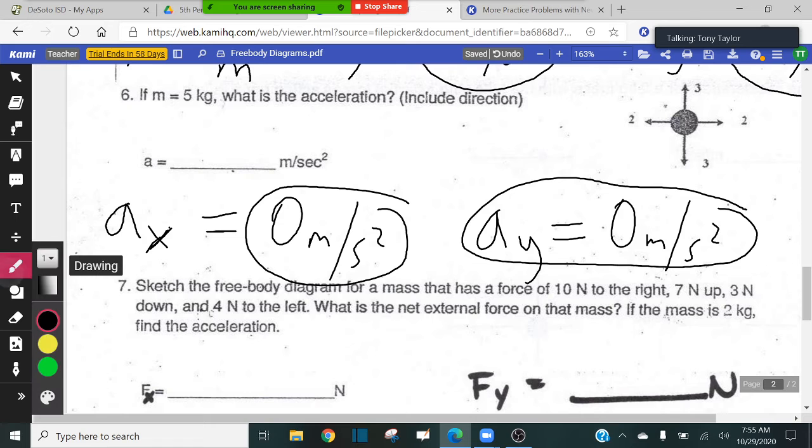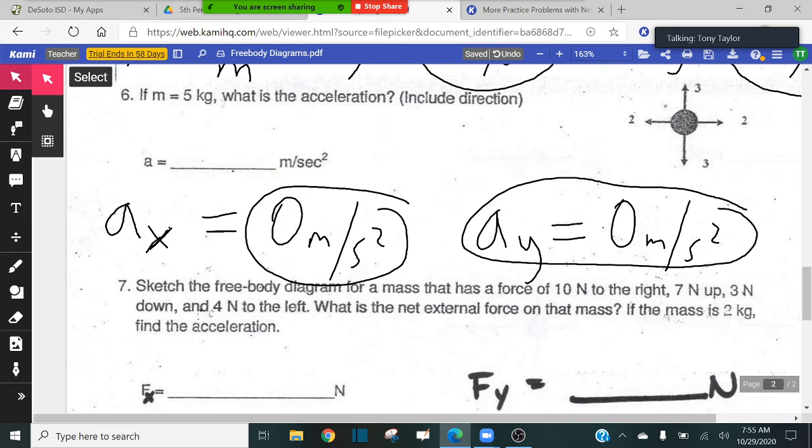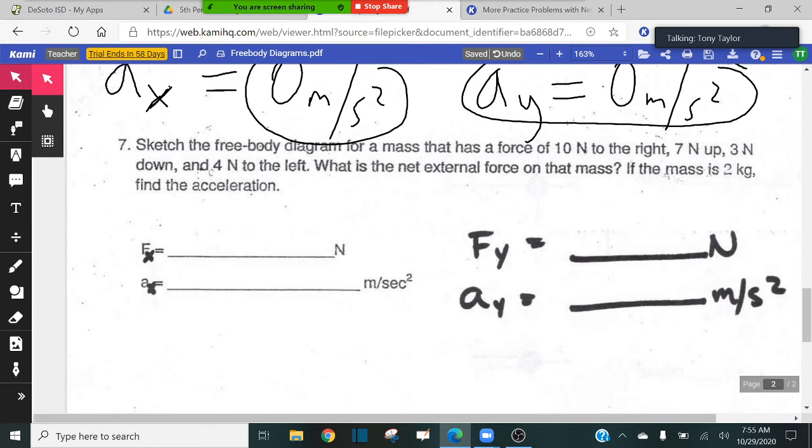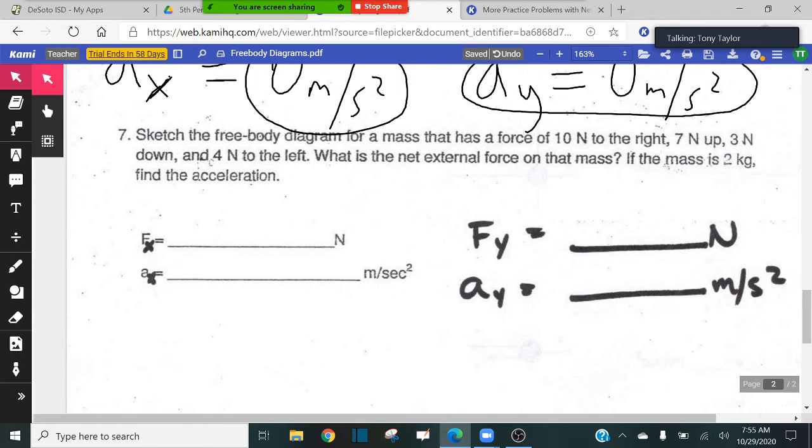Okay, guys, we got 3 more problems we're going to do, and then I'm going to let you guys go so y'all can get started on your assignment. I'm just going over several practice problems with you so you understand how to do the assignment that I have posted in Schoology.